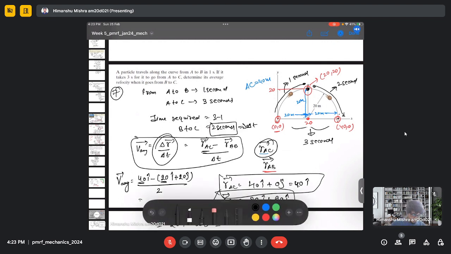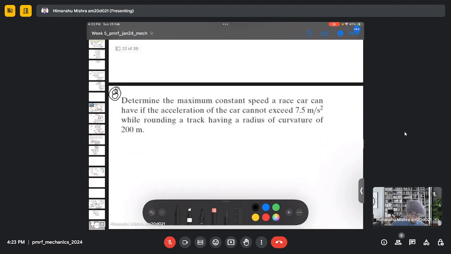If not, then we can move to the next question. So now from this question we are actually trying to solve the question in a curvilinear motion. So before we begin solving the question, let's recap some fundamental concepts in the curvilinear motion.